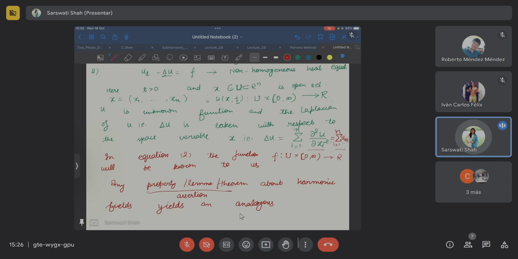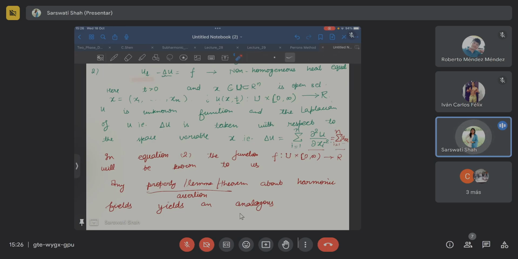Why will the complication be coming? Because of the first order time derivative of u. Because of the first order time derivative of u, it will be analogous to the Laplacian equation. Only the one difficulty will be that here the solution is not going to be a harmonic function. So everything will be similar, but there will be one more difficulty.